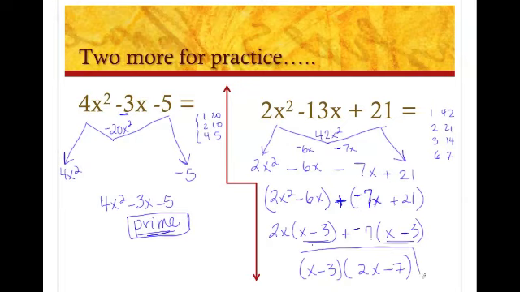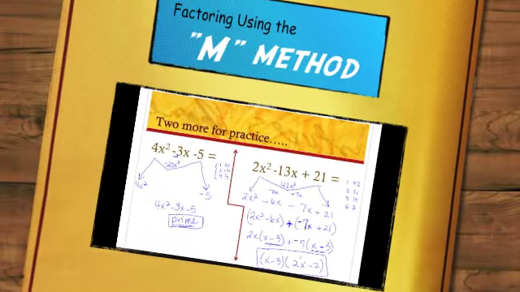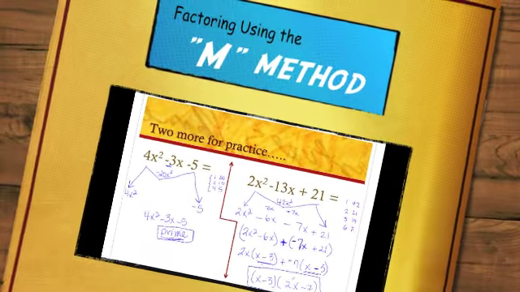Okay, I hope you like the M method. I think it works nicely for trinomials that have 1 as a lead coefficient, or the ones that are more difficult that have a different number besides 1 as its lead coefficient.